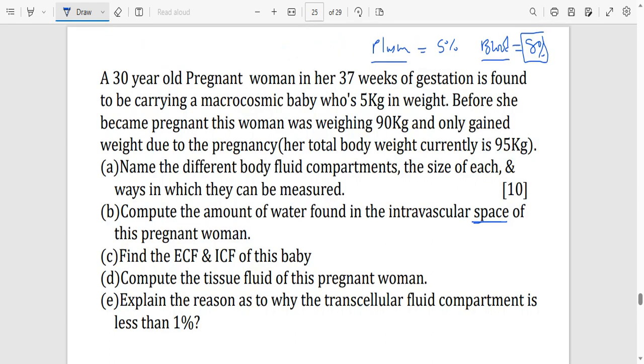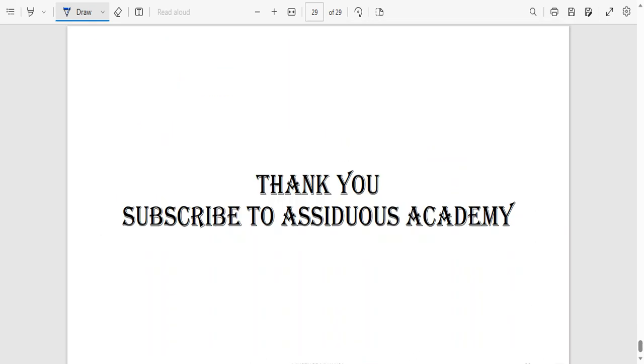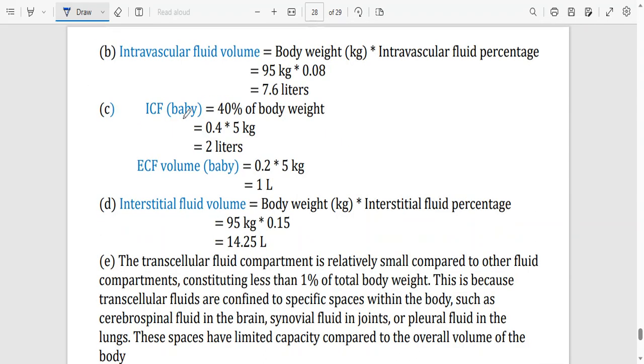Explain the reason as to why the transcellular fluid compartment is less than 1%. We already mentioned that. The transcellular fluid is relatively small compared to other fluid compartments, constituting less than 1% of the body weight. This is because transcellular fluid is confined to specific spaces within the body, such as cerebrospinal fluid, synovial fluid, or pleural fluid in the lungs. These spaces have limited capacity relative to the overall volume of the body.